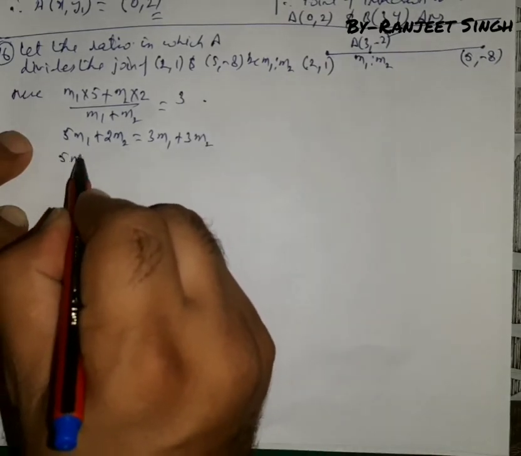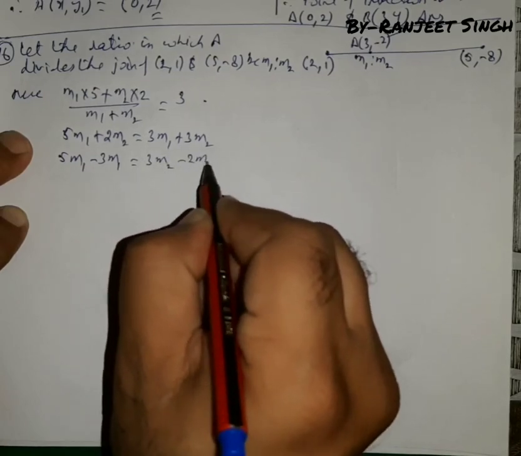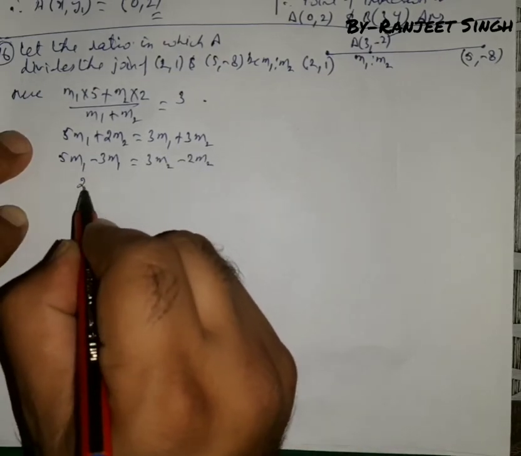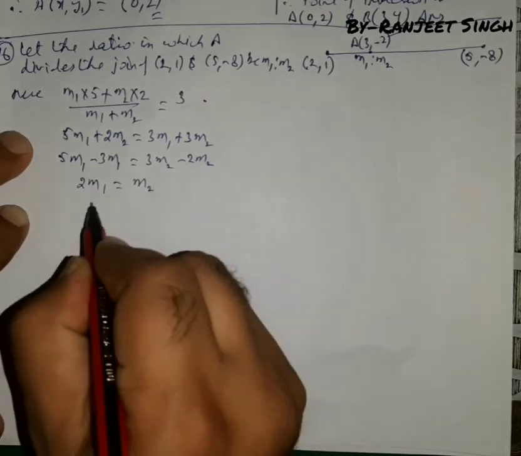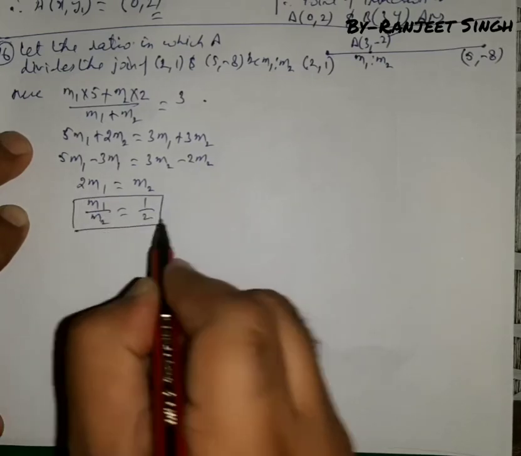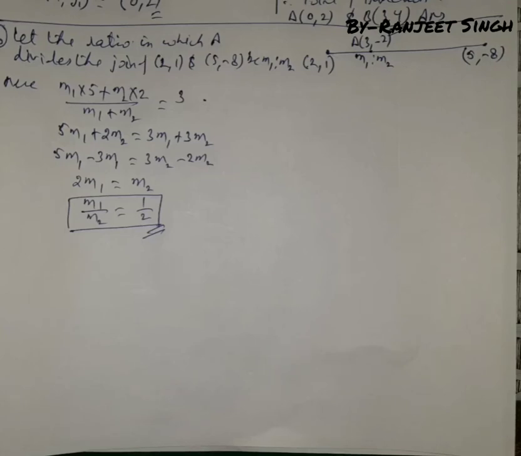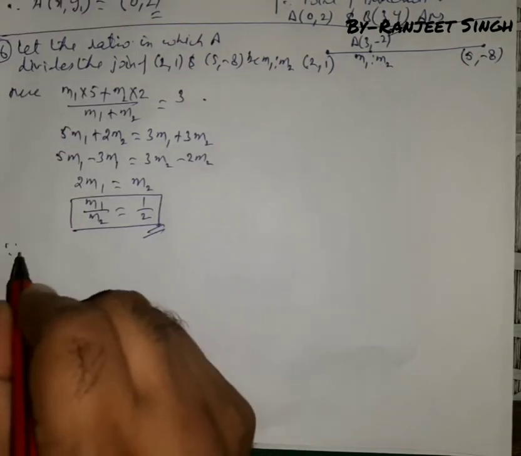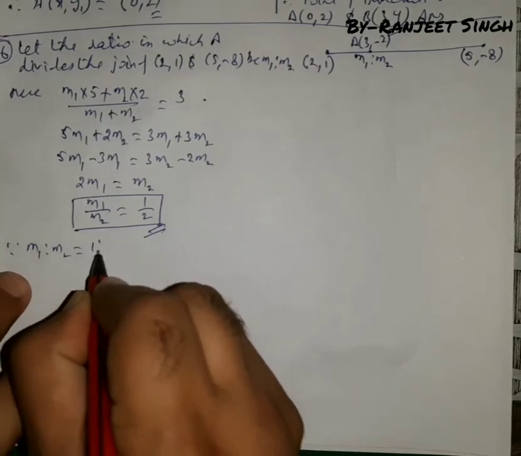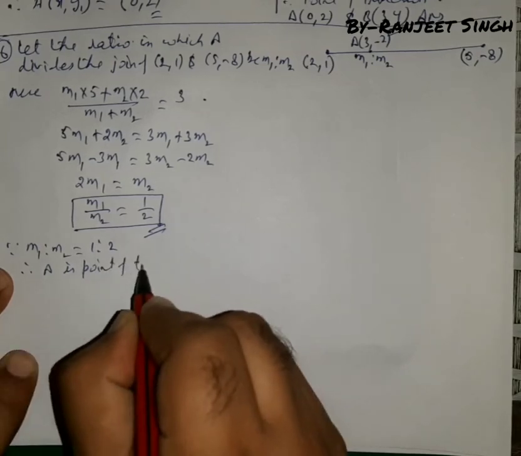I'm taking M1 on the left side and M2 on the right. So this becomes 2M1 is equal to M2. Therefore M1 over M2 is equal to 1 over 2. So since M1:M2 is 1:2, A is a point of trisection.